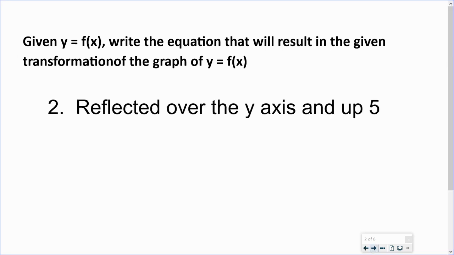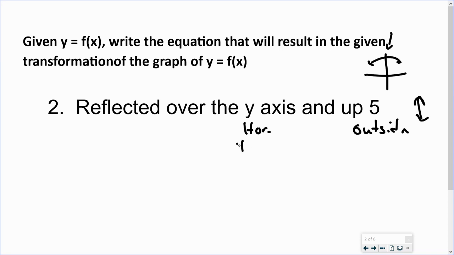So look at this one. I got to reflect this over the y-axis and then up. Okay, so up is, again, going to be outside because that is a vertical change. And the y-axis, let's see here, this is the y-axis, so it's going from here to here. Well, that tells me this is horizontal. That means that this must be inside. So y is equal to, remember, reflection is just a negative, so f of negative x, I'm not moving it left to right, plus 5.